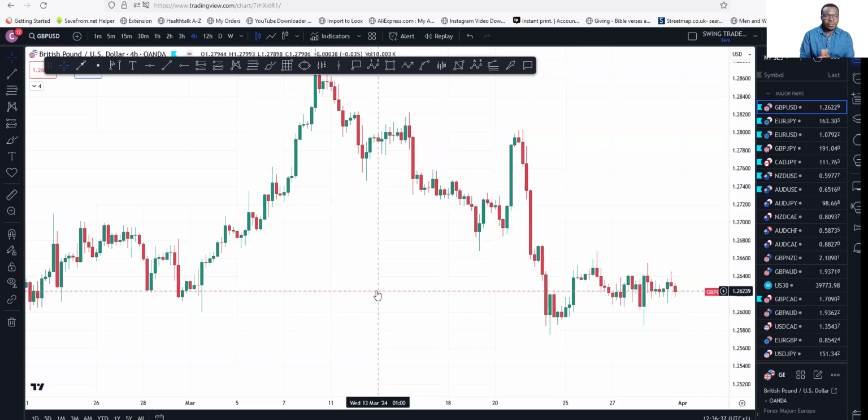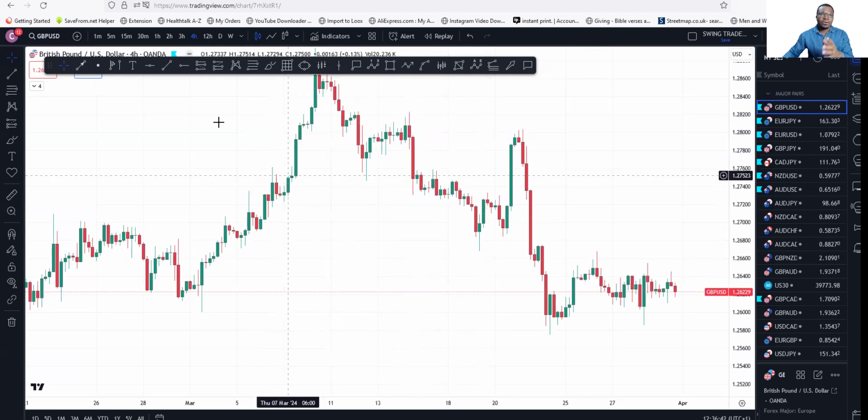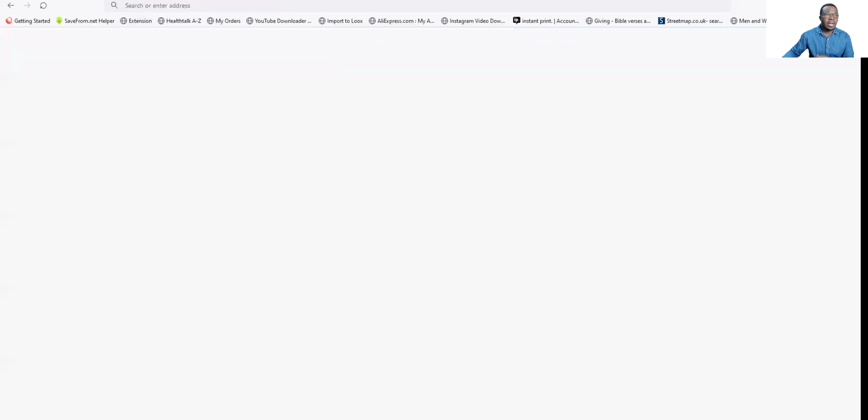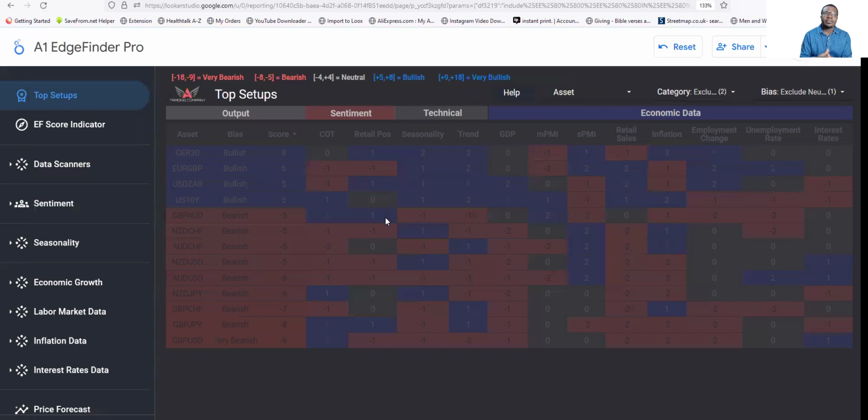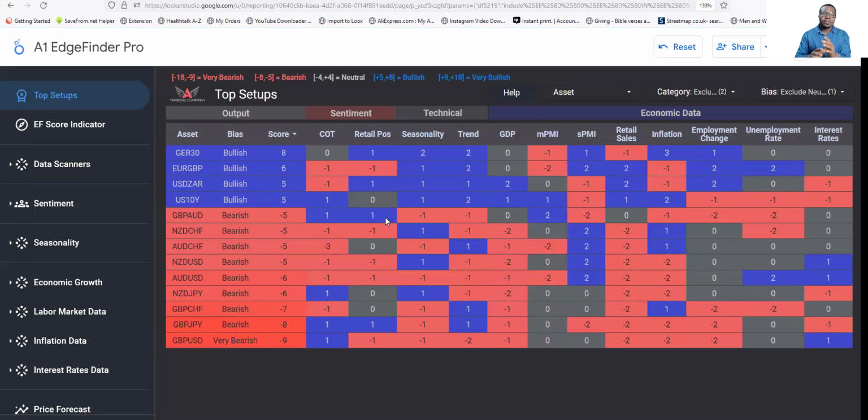Now, let's continue. Firstly, let's look at what the overall market has for us from Edge Finder that I use. I'm looking at the fundamental aspect of the market. This is the reason I use Edge Finder. It's all about fundamentals. I don't use it for technical. I use it to confirm my technical analysis, but price action is the king. So these are the things I'm looking at based on what this sentiment is giving us.